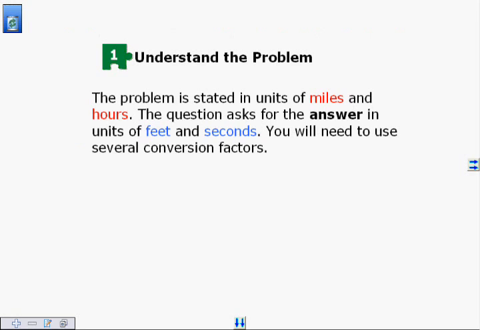First, you need to understand the problem. The problem is stated in units of miles and hours. The question asks for the answer in the units of feet and seconds. You will need to use several conversion factors. So miles to feet, hours to seconds.